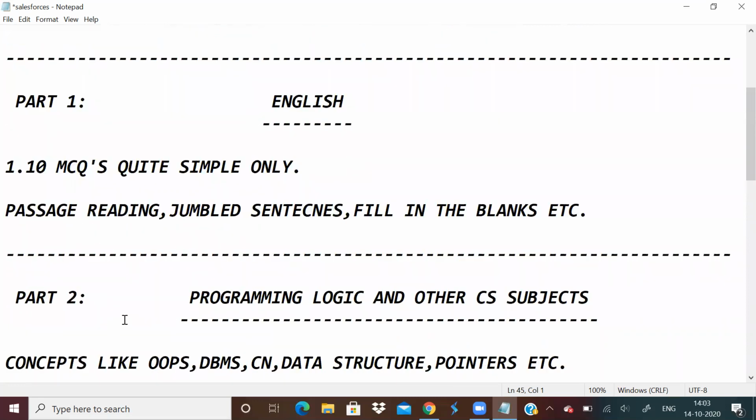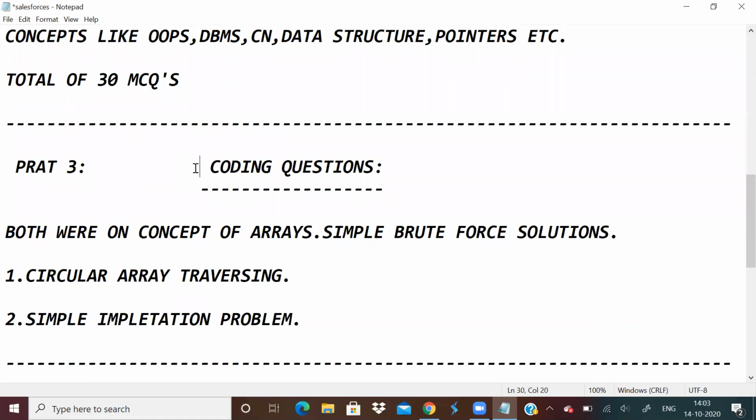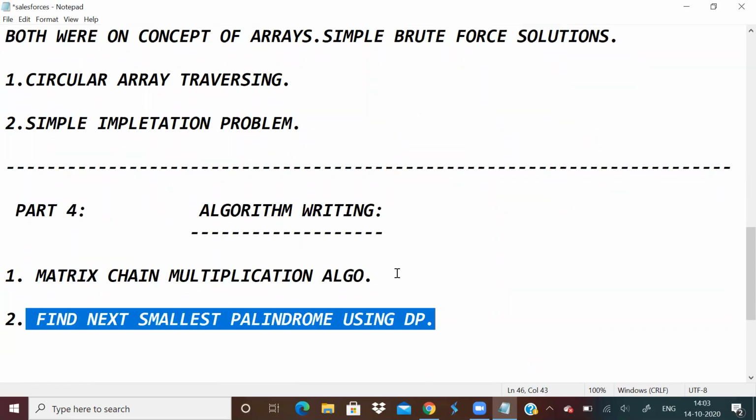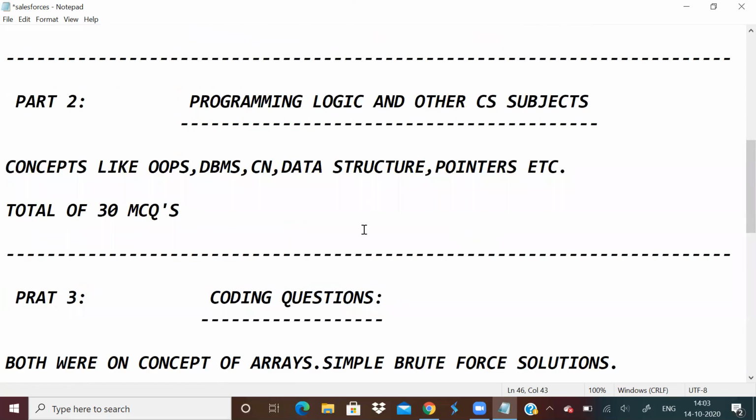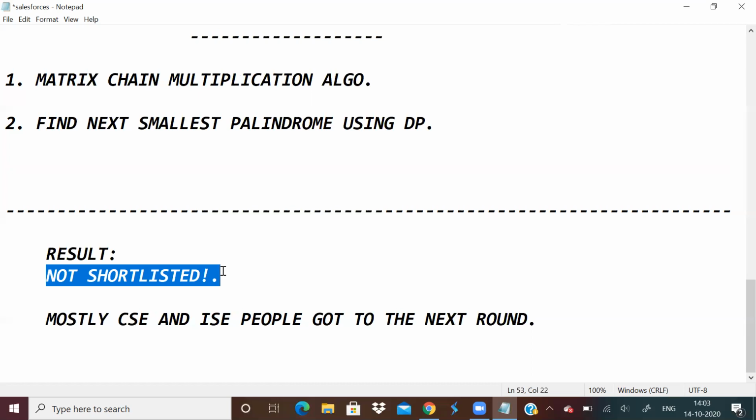I was quite confident because English, I think I would have got full marks because all were easy for me. Over here, maybe out of 30, say I would have got 20, 25. Coding questions, both were also very simple. All the test cases passed. And this one, I don't know why I did not get it. But I thought at least I could go to the next round. But the result was that I did not get the mail.